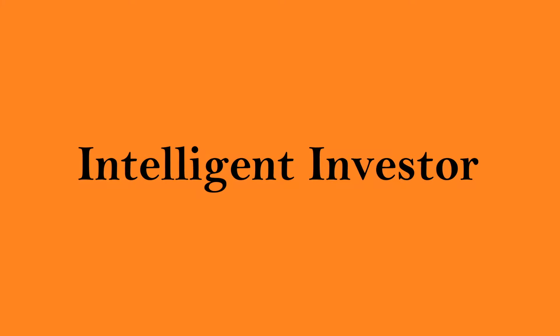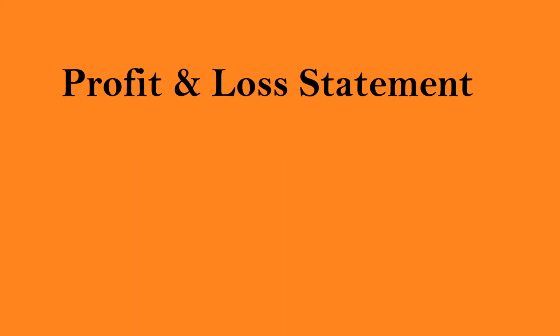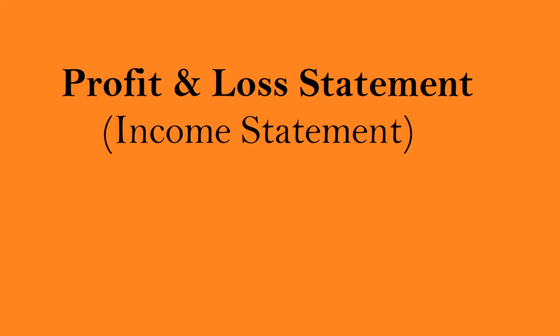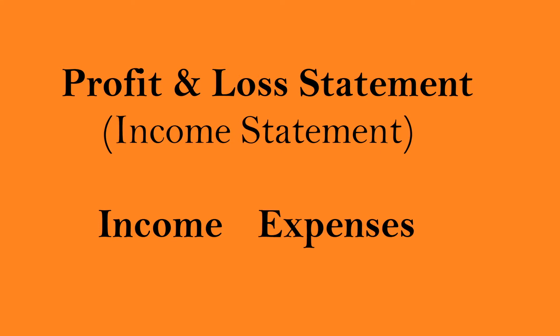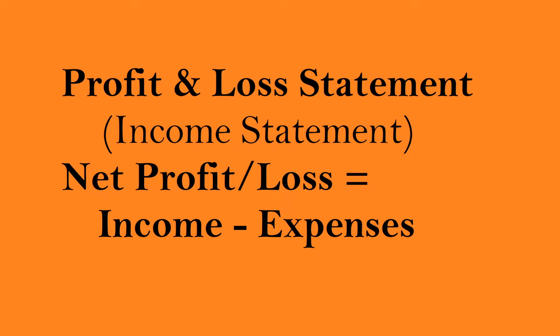In this video, we are going to discuss the profit and loss statement. Profit and loss statement is also called the income statement. It summarizes the income and expenses for a quarter or year, that is, for a specific period. Net profit or loss is given by subtracting expenses from income. A positive value shows the company is in profit and a negative value shows the company is in loss.